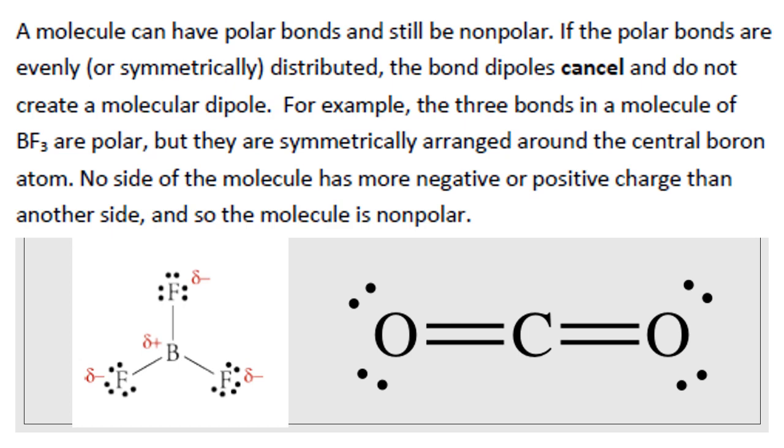Now, a molecule can have polar bonds and still be nonpolar. If the polar bonds are symmetrical or evenly distributed, the bond dipoles cancel out. The bond's charges cancel out, and so the molecule is nonpolar. For example, BF3 is trigonal planar, and it looks like this. All of these bonds are polar. That's why the symbols are drawn here.